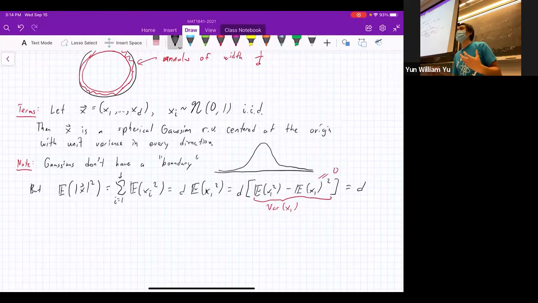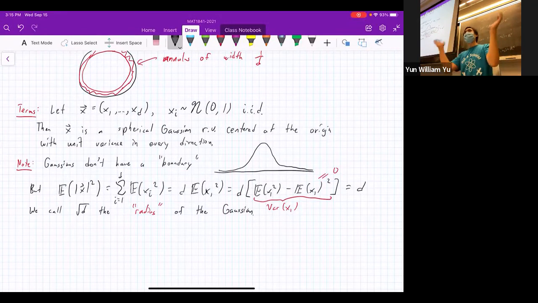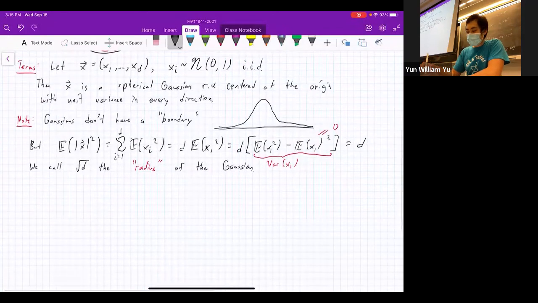So what we're basically saying is that the expected point in a spherical Gaussian has norm squared approximately equal to d. And so we're going to call this root d the radius of the Gaussian. Unlike the radius of a ball, it's not the boundary at which it ends, but instead it's just the expected distance away from the origin that a point is. So we know that the expected distance from the origin is root d.